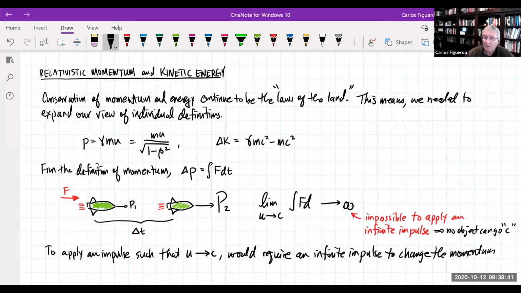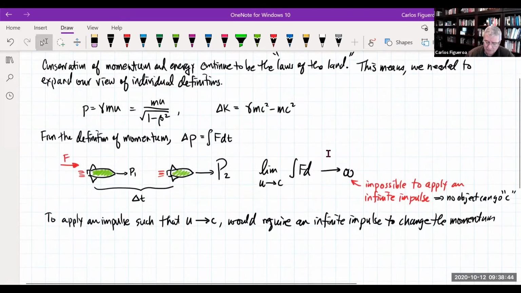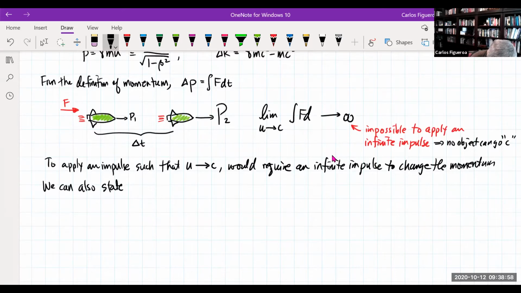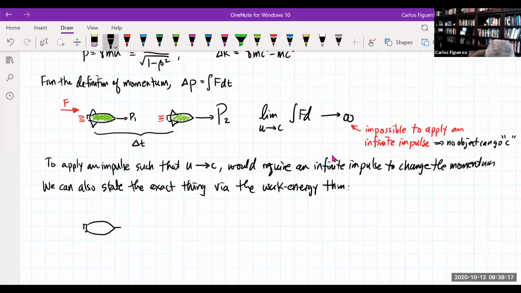But you know, we don't have to just talk about momentum. We can also say the exact same thing from the work energy term. We can also state the exact same thing via the work energy theorem. And so it's the exact same picture, but this time I have kinetic energy.